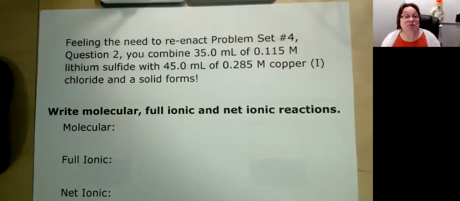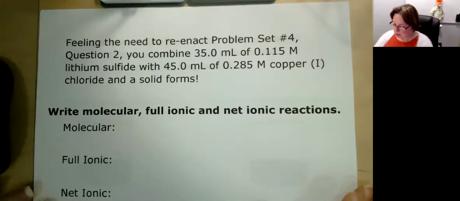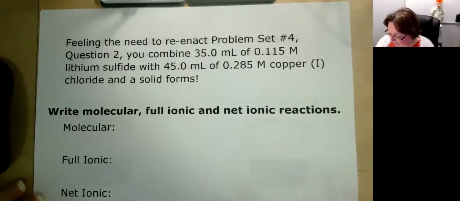Obviously we're going to be reviewing some skills from chapter 3 here as well, where we have to write the formulas from the name and write and balance a reaction. But we're going to combine that with the new skill of using our solubility rules to predict which of our products forms the solid, so that we can then work through molecular, full ionic, and net ionic. Okay, so we'll start with lithium sulfide.